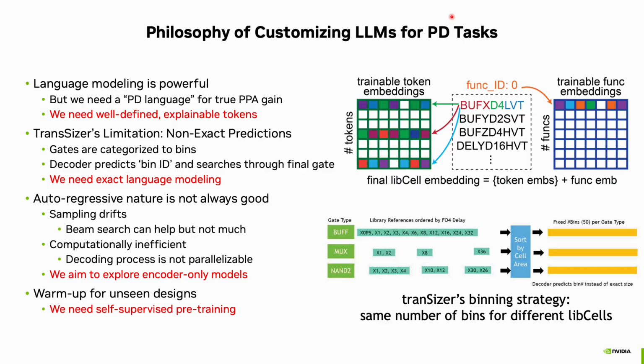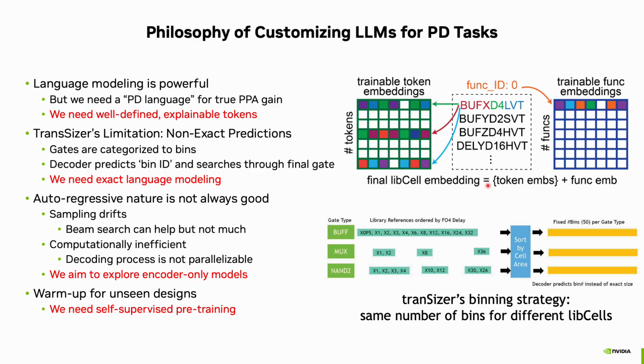Now we move to the second philosophy, which is inspired by the limitation of the previous work, Trend-Sizer. Although Trend-Sizer pioneers the use case of the transformer architecture for VLSI gate sizing, it is not adopting a language modeling approach at all. Instead, just like many other machine learning applications, Trend-Sizer does not operate on string-based tokens and requires manually defined features as inputs. However, the most critical drawback of Trend-Sizer is that its prediction is not exact.